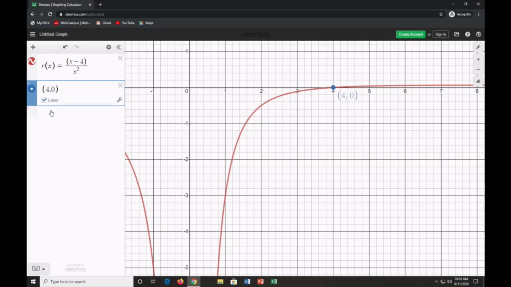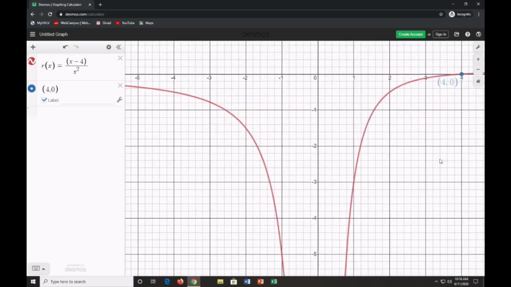Okay? We can label it. We can quickly snap to it and label it. Okay? So this is that. All right, let's switch back to the dock camera.